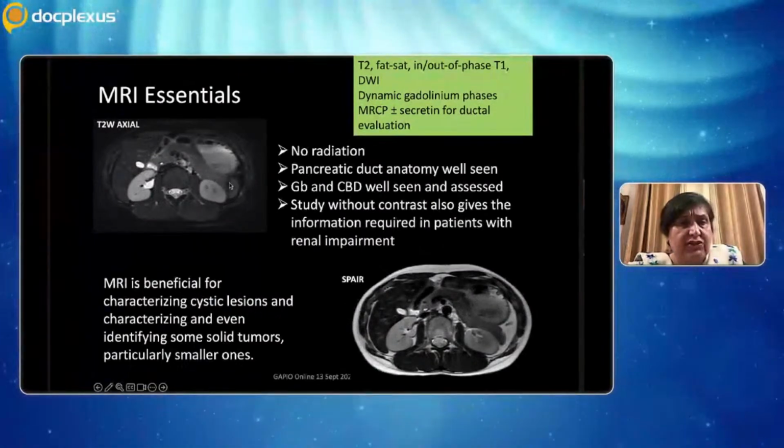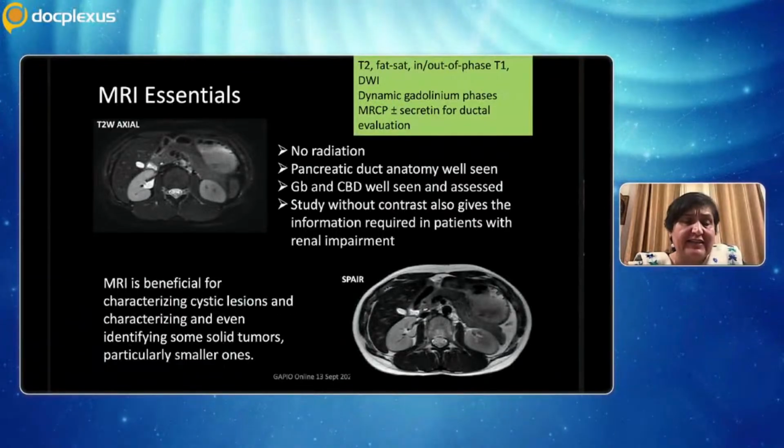Now that's the pancreas over here, which you're seeing, the comma-shaped organ, which you're seeing in the retroperitoneum. And that again is the pancreas. That's a T2-weighted axial sequence, and that's a STIR or a SPAIR, a T2 fat suppressed sequence where you're seeing the pancreas. So whatever fat is there within the pancreas is getting suppressed. So MR is beneficial for characterizing cystic lesions and characterizing and even identifying some solid tumors, especially the smaller ones.